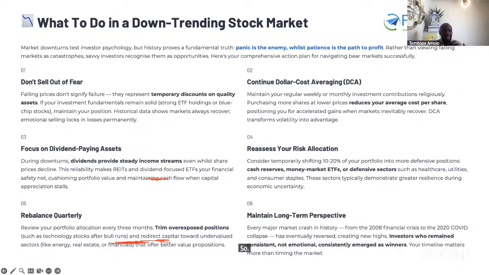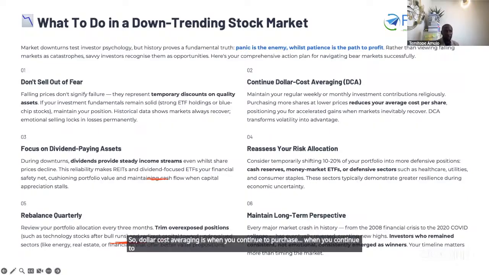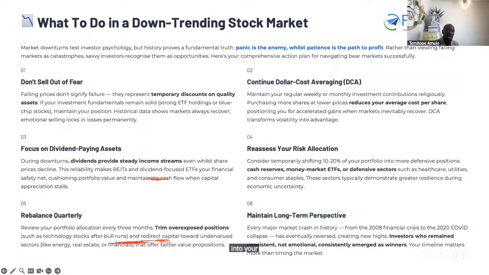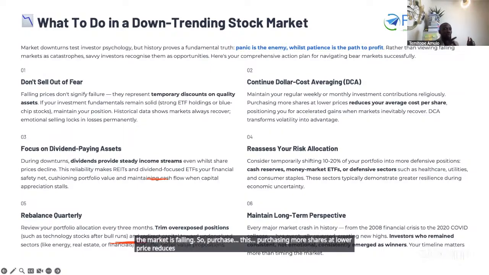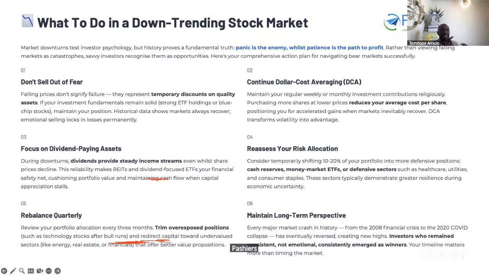So dollar cost averaging is when you continue to put more money into your account to buy more shares for you, even when the market is falling. Purchasing more shares at a lower price reduces your average cost per share, positioning you for accelerated gain when the market inevitably recovers. So DCA transforms volatility into advantage, and that is exactly what I explained in the last slide. I won't go back to it so that you won't get distracted.